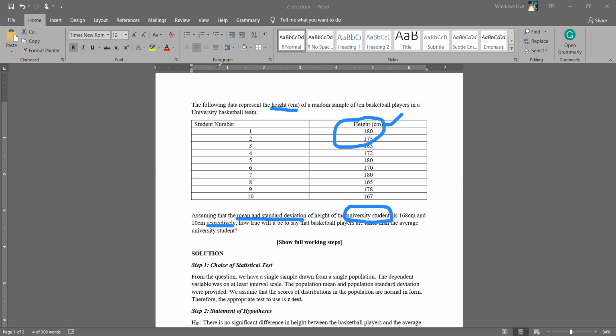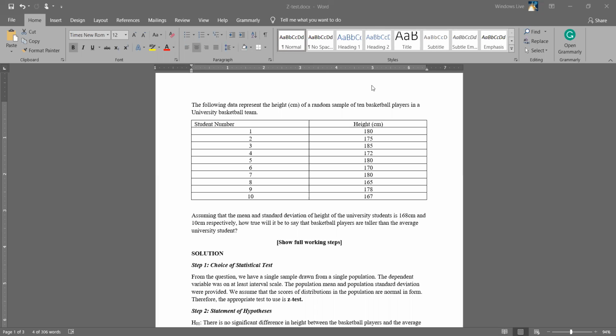All right. So this is how you'd identify whether to use z-test or not. So let's go through the steps. Right now, we know we are supposed to use z-test. So we need to follow the steps. And with the steps, the first step has to do with indicating the choice of statistical test.